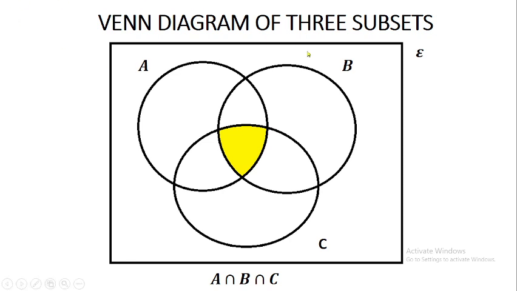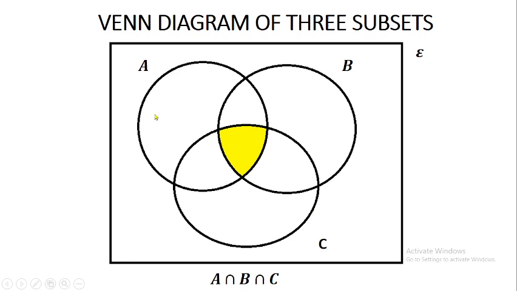Now, what do you mean by Venn diagram of three subsets? Of course, the same interpretation. The box represents the universal set, but inside the universal set we have three subsets now: set A, B, and C, and they are all inside the universal set. That's why they have these three circles inside the box. Having this kind of Venn diagram, we have different interpretations as well.